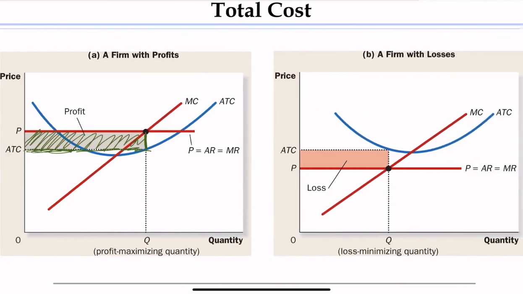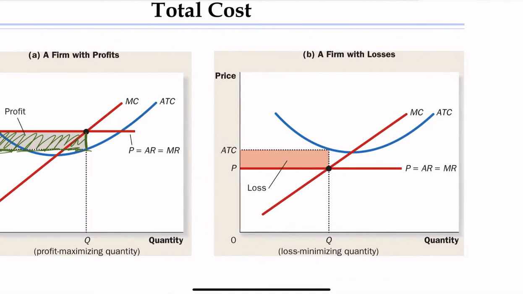Right? And then on the right hand side, in this graph, you can see that again, the profit is given by the difference between price and ATC times quantity. Right? So again, this shaded area gives us the firm's profit. But what you can see here is average total cost is larger than price. So essentially the firm's profit is smaller than zero, right? So clearly this time, the firm is having a loss instead of a profit.